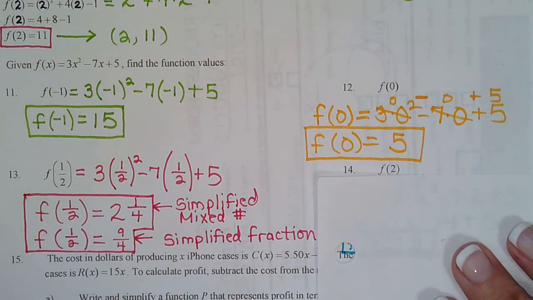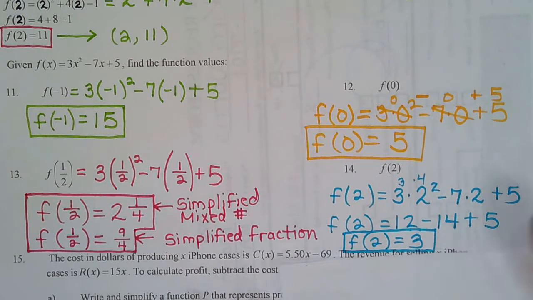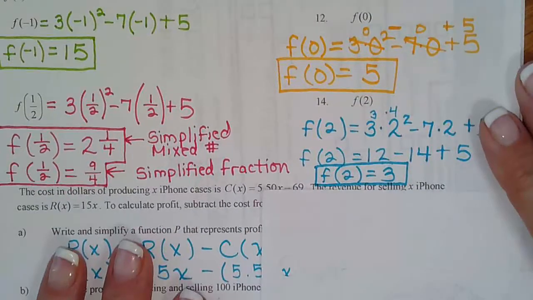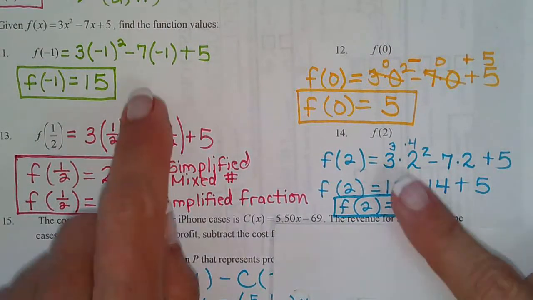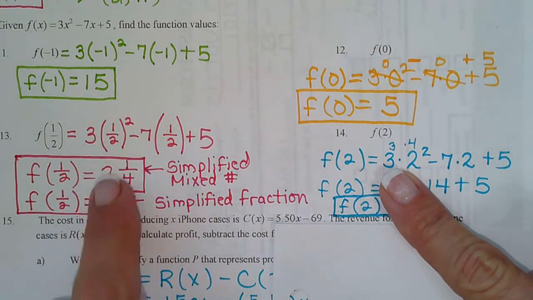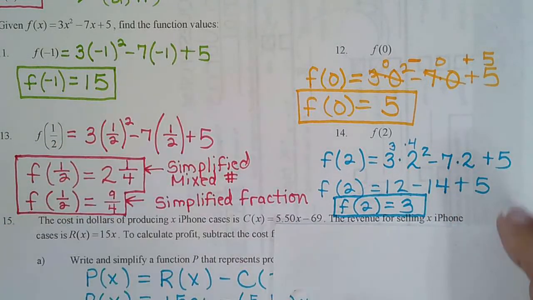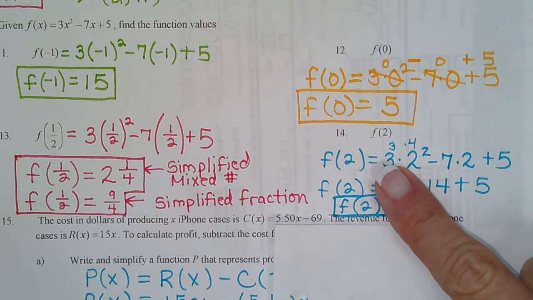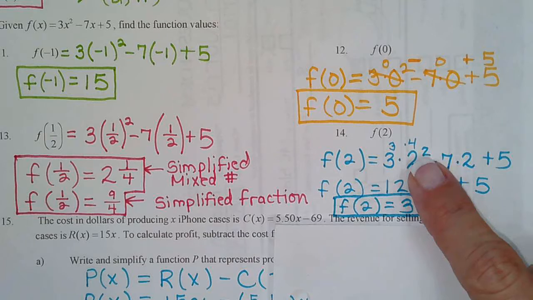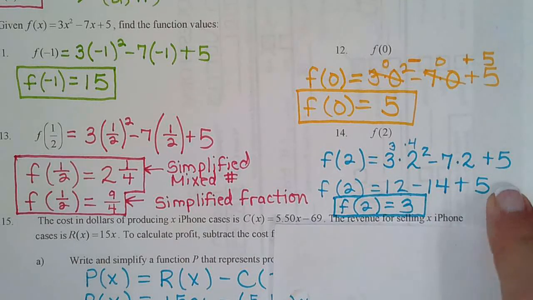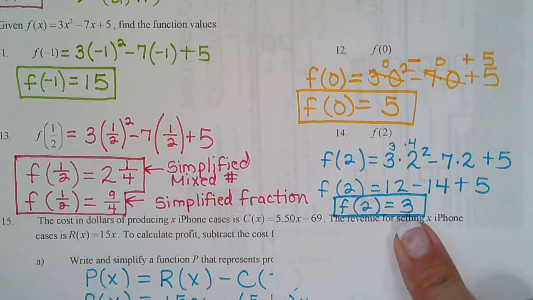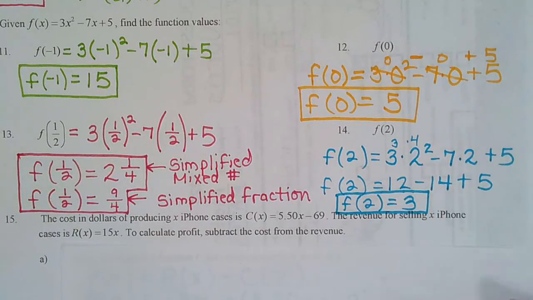Okay. And then last we have f of 2. So f of 2 is 3 times 2 squared minus 7 times 2 plus 5. This one I just did by hand. So 3 times 4, because you do exponents first, is 12, minus 14 plus 5. -2 plus 5 is 3. So that is how you do it by hand. Of course, you could have typed it in the calculator, but it was so easy I just thought I'm just going to do that one by hand.